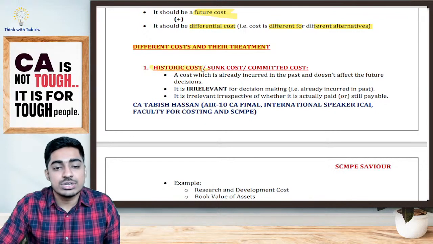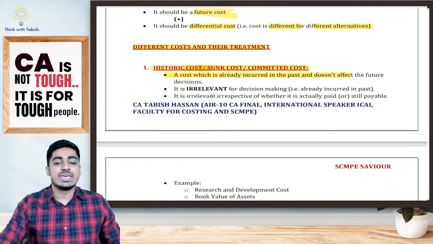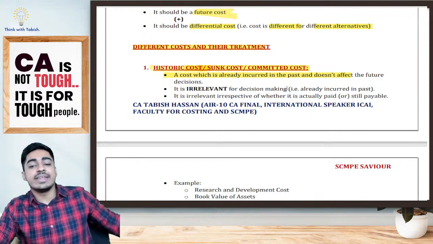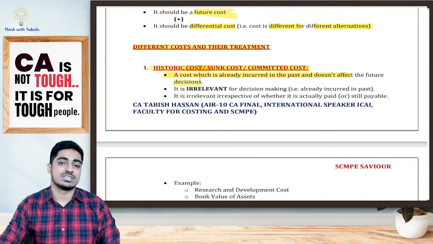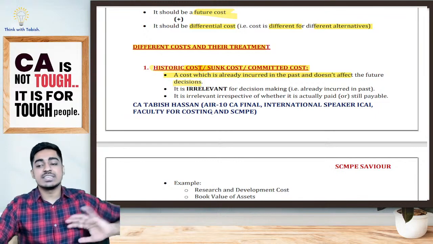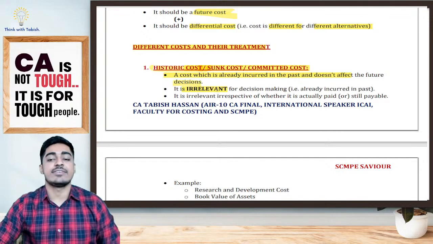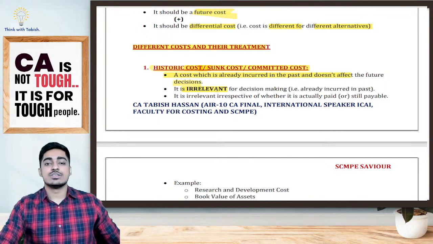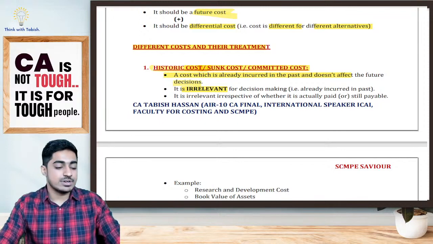Firstly, we have historic cost, sunk cost, committed cost. All mean one and the same. Yes, it is a cost which is already incurred in the past. So it doesn't affect the future decisions. It is already incurred in the past. So is it relevant, students? It is irrelevant for decision making. So historic cost, sunk cost, committed cost is irrelevant for decision making.